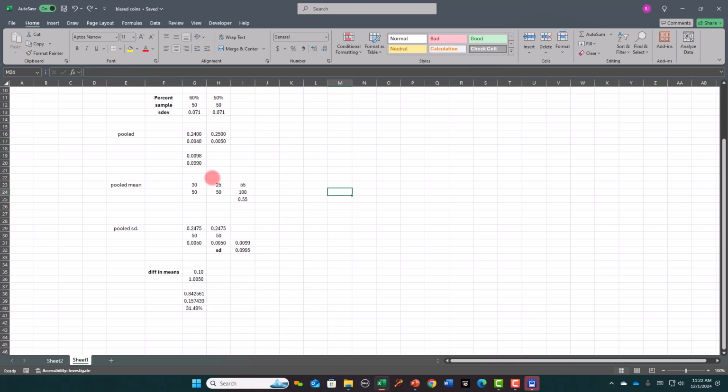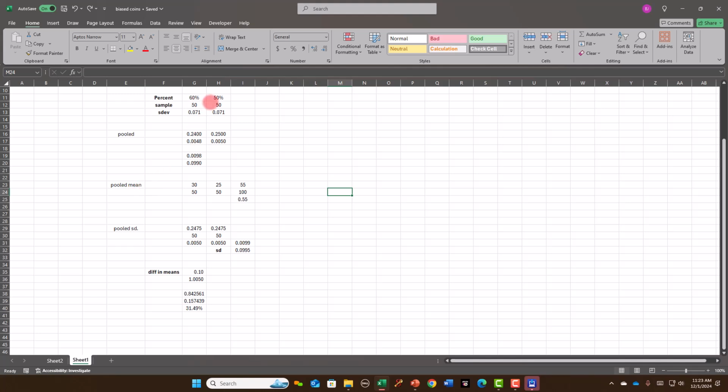What this means is that if you had a 60% chance of coming up heads and you did that 50 times, you would expect to get 30 heads. That's where that 30 is coming from. If we did it with a fair coin at 50%, you flipped it 50 times, you would expect to get half heads, half tails, 25. That's where that's coming from. So we flipped each of these 50 times. If we add them up across, we would have 55 as the expected number of heads out of 100 flips, or 55%. So we call that the pooled mean.